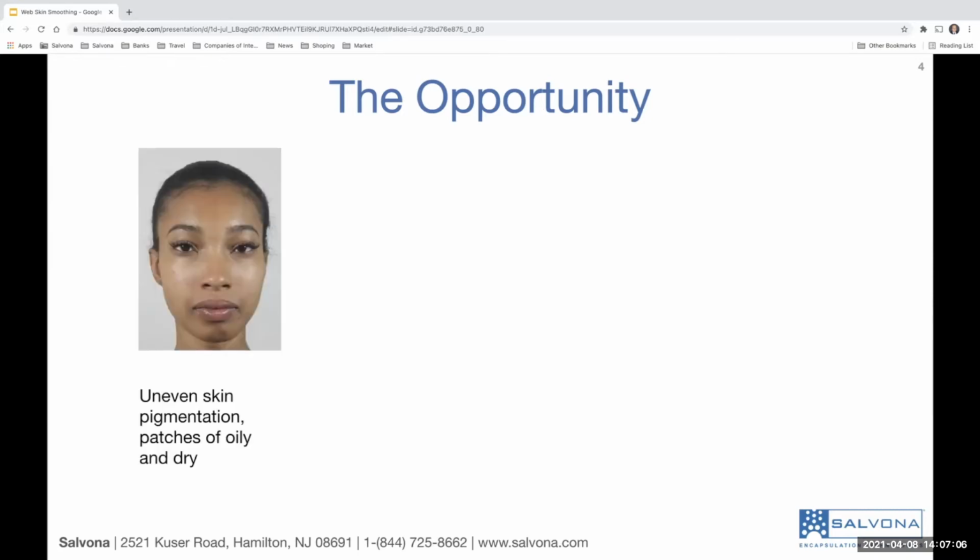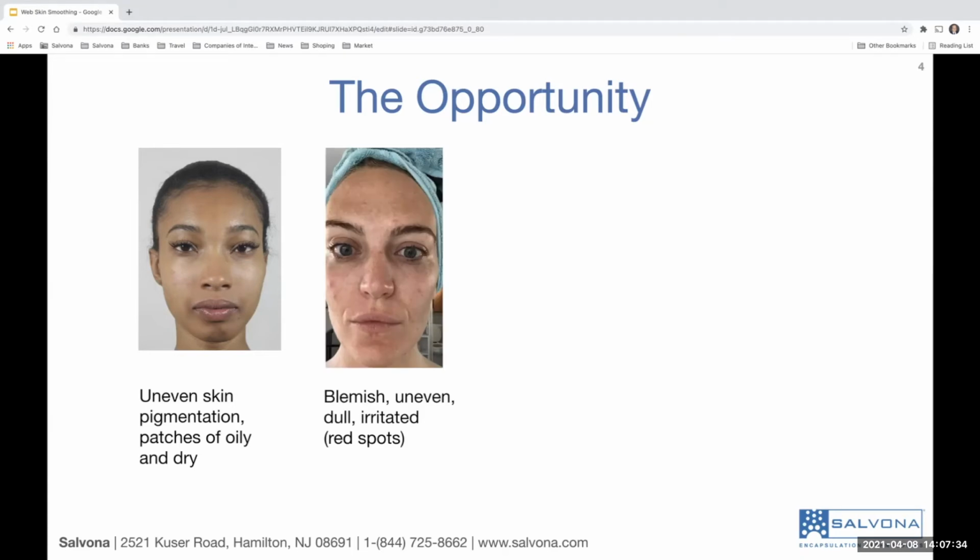And I will show you a couple of images to remind you what it means, skin smoothing. Here you see one image that's showing uneven skin, hyperpigmentation, patches, and shiny, which means oily skin. This skin or this person definitely would enjoy a technology to smooth out the skin. Here is another example. In this example, you can see blemishes, uneven, dull, irritated. You see the red spots. This person also needs or could benefit from a skin smoothing technology.